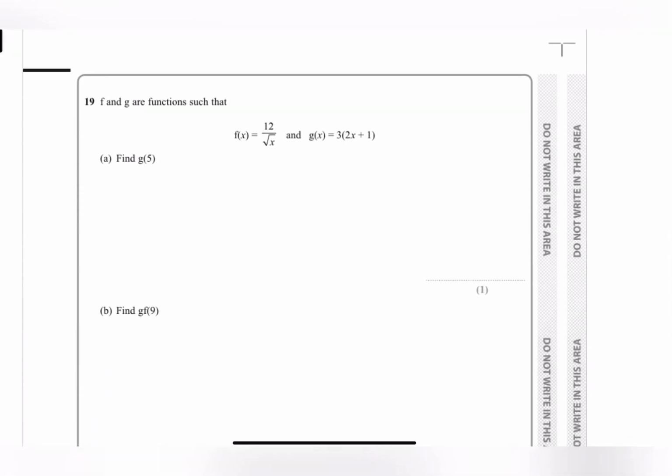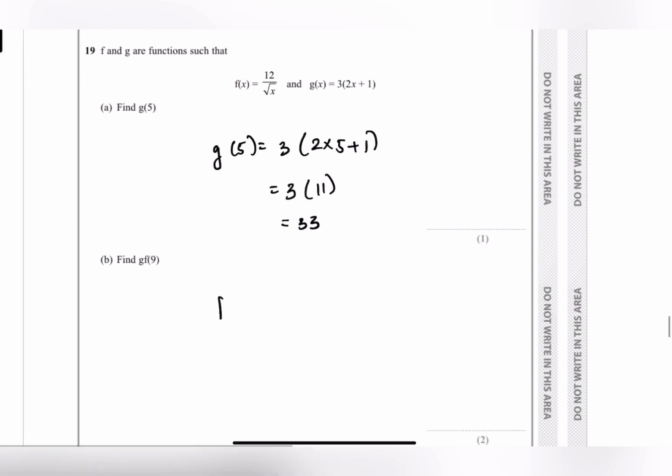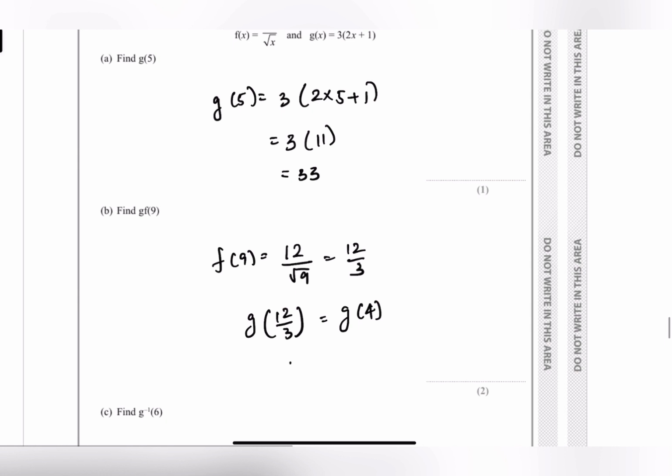f and g are functions such that f of x is 12 over root x and g of x is 3 times 2x plus 1. You have to find g of 5. So you just put the value 5. So g of 5 will be 3 times 2 times 5 plus 1, which is 3 times 11, which is 33. Similarly, g of f of 9. So you first do f of 9. So f of 9 is 12 over root 9 or 12 over 3. Now you do g of 12 over 3, which is g of 4. So you just put the values here now. 3 times 8 plus 1, which is 3 times 9, which is 27.